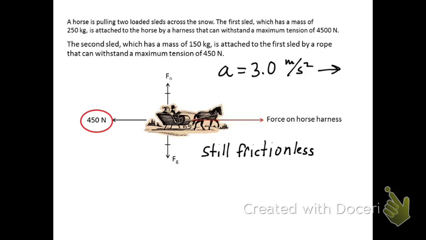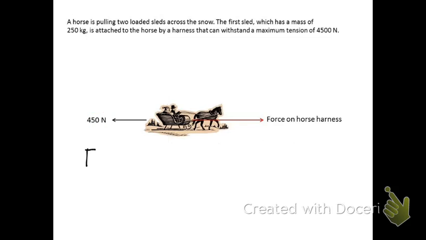All right, so I'm still frictionless. On the large sled, I've got two forces on it. One, the force of the horse harness pulling on it, and this 450, that's the tug of the little sled behind it. Again, the force normal and force gravity will cancel out, and I'm frictionless. So this is going to reduce to these two forces right here. I'm now ready for Newton's second law.